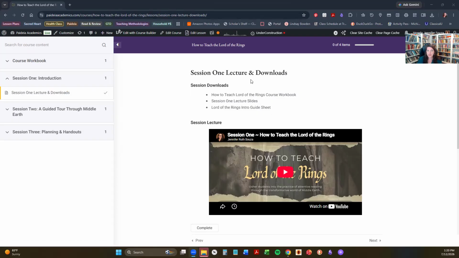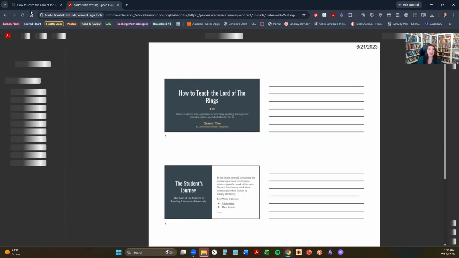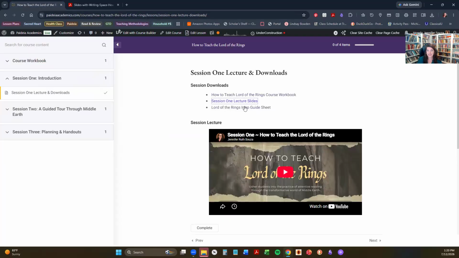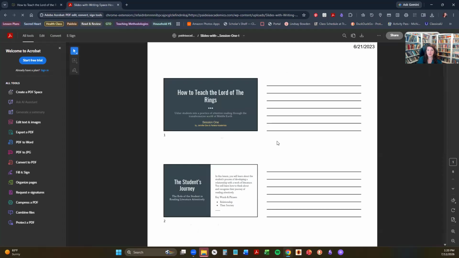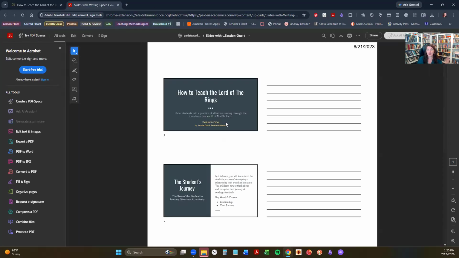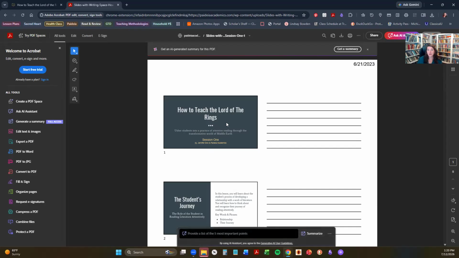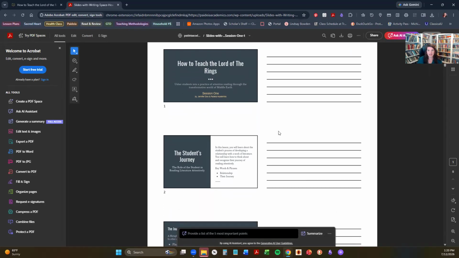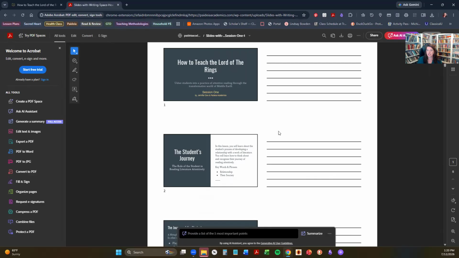Session one prepares you for how to teach the Lord of the Rings. You can download the slides, the workbook, of course, and then the Lord of the Rings intro guide sheet. The slides are the slides that I'm using to teach through this session, and it gives you a place to take notes right next to each slide.